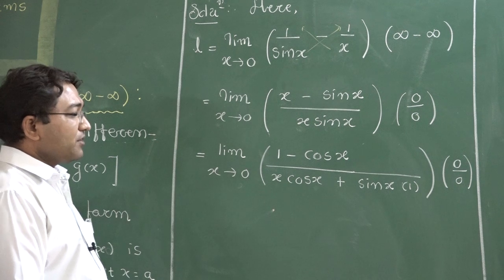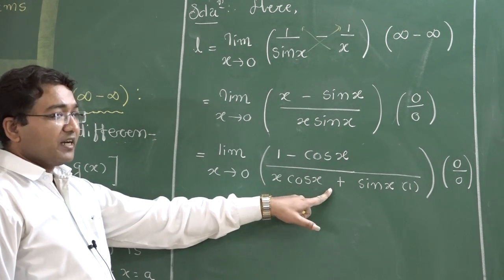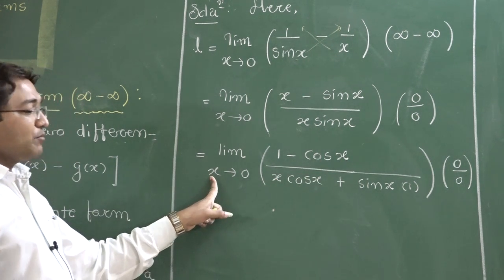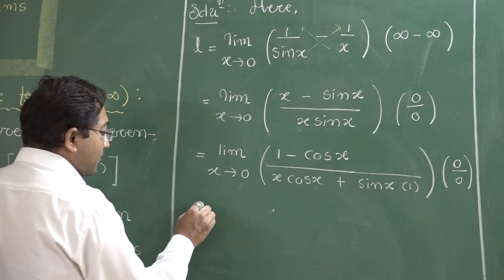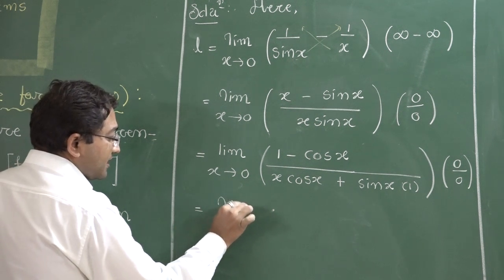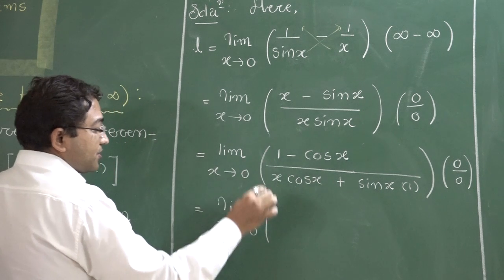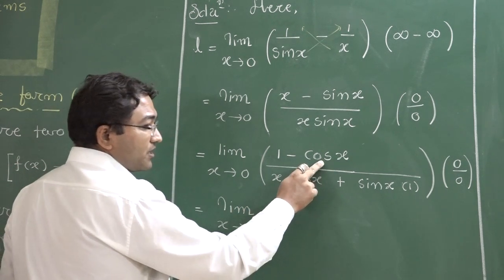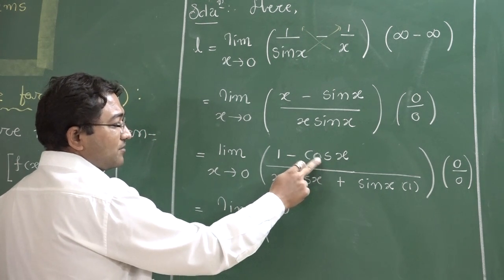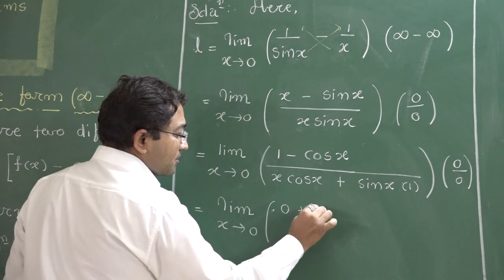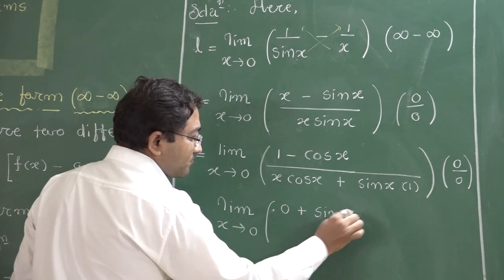Therefore again we differentiate the numerator as well as the denominator with respect to variable x according to L'Hospital rule. So that gives us limit x tends to 0, differentiation of 1 is 0, differentiation of cos is minus sin, minus minus plus. So the plus sin x.